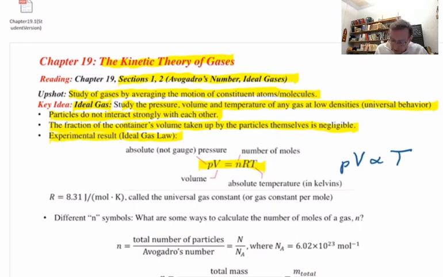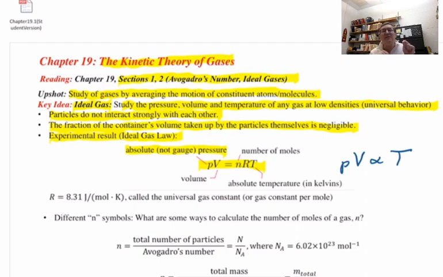First, the pressure term, the P on the left. Let me first emphasize it's the absolute pressure of the gas, the actual pressure from the force per unit area of the molecules bouncing off the walls. It's not what's called gauge pressure. And what is gauge pressure? Gauge pressure is basically an engineering term.